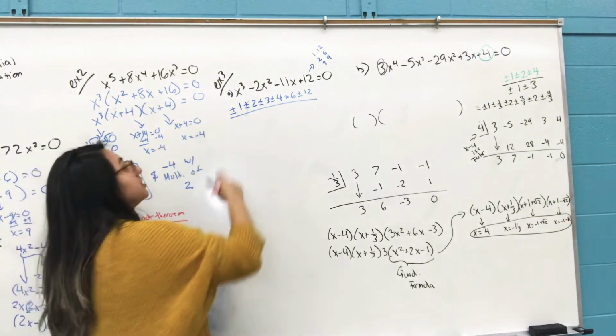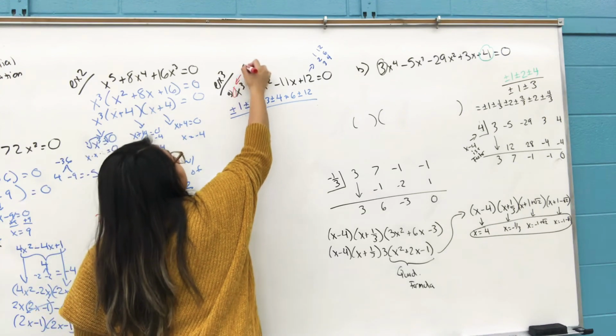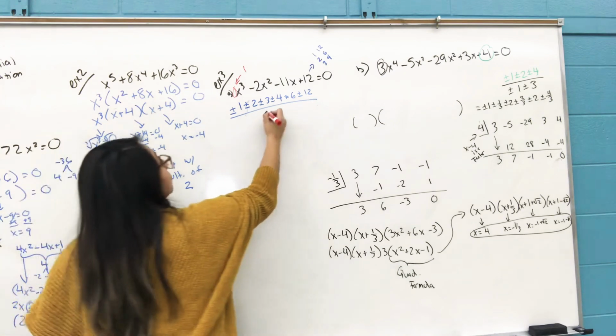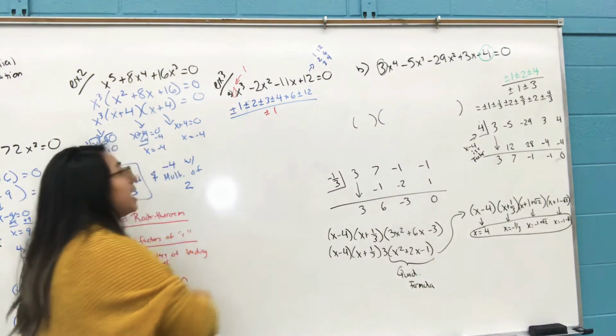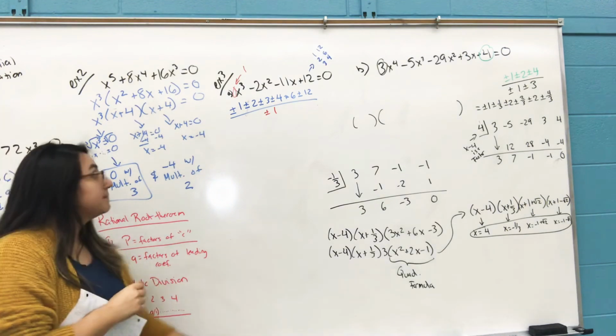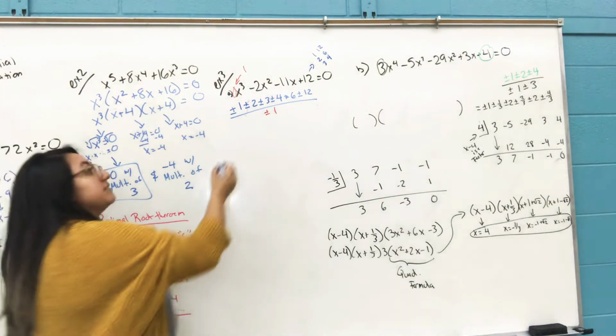My leading coefficient is the coefficient of x cubed, which is 1. The only factor of 1 is 1, so that means over 1: positive or negative 1. 1 times 1 equals 1. Negative 1 times negative 1 equals 1. After that, we have to divide.